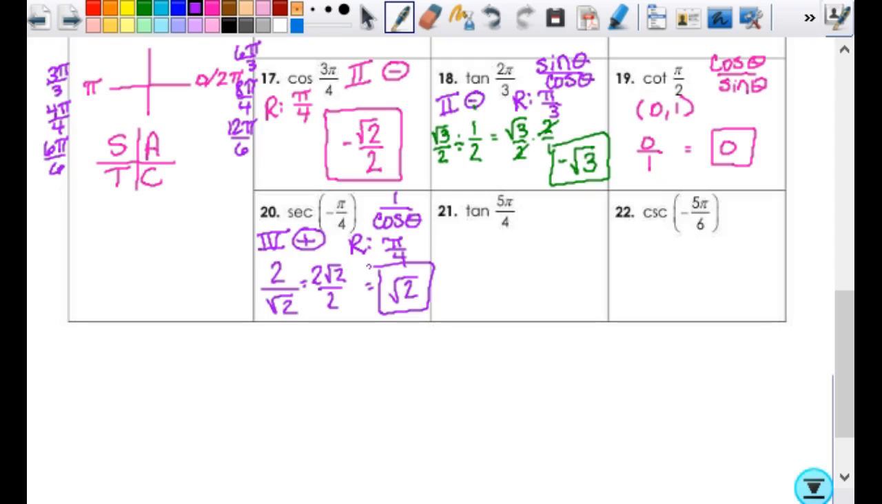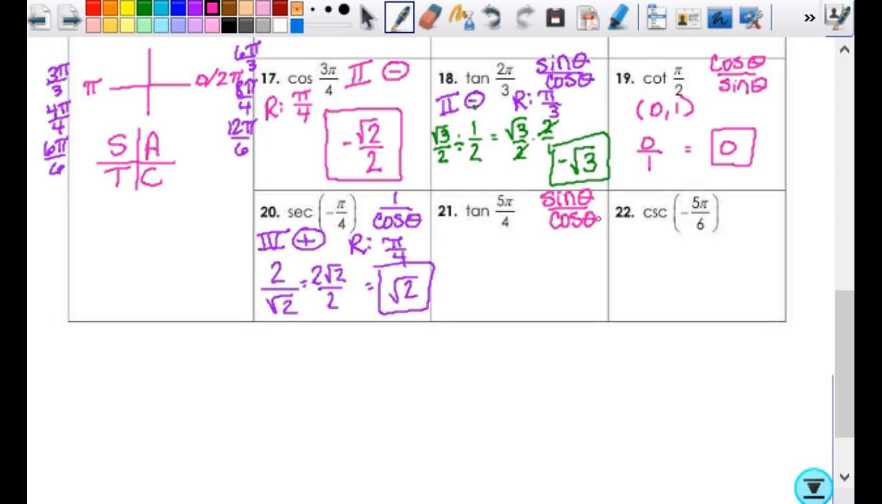So let's do at least one more. All right, so tangent, I have to put it in terms of sine and cosine. It's going to look like sine theta over cosine theta. It's like every other one. I say, all right, 5 pi fourths. What quadrant is that in?